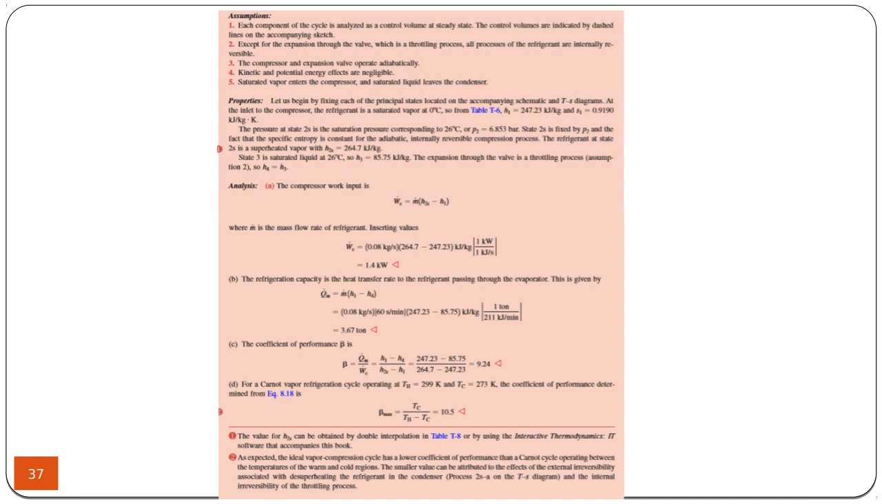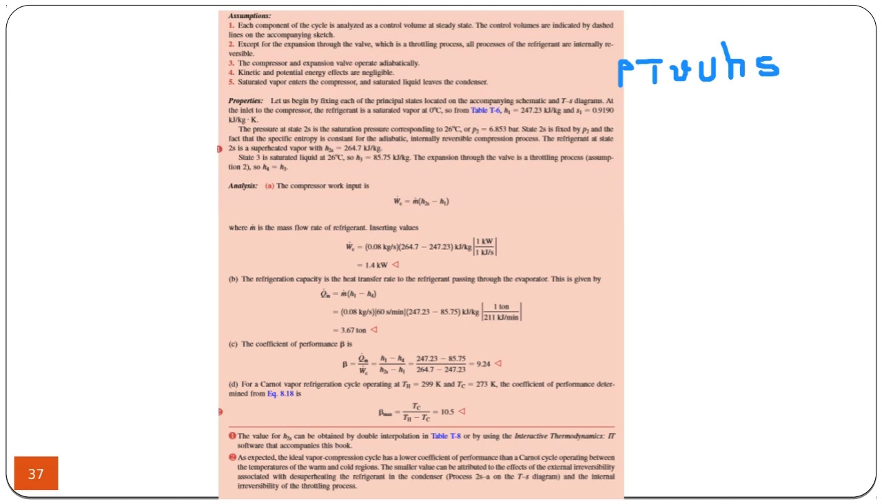So we need to use the refrigerant 134A. The use of the refrigerant tables are exactly the same as the use of the water tables. They have always pressure, temperature, the specific volume, internal energy, enthalpy, and entropy. So the tables are very similar.